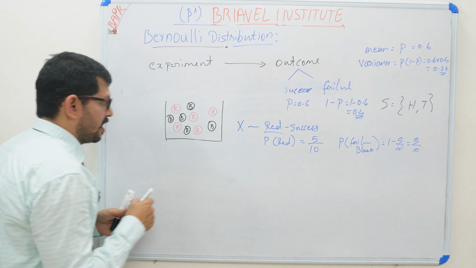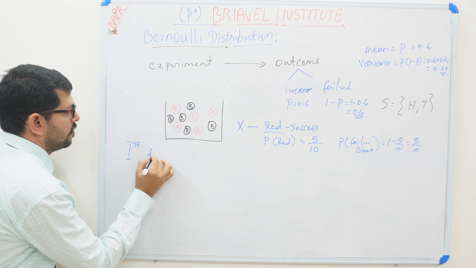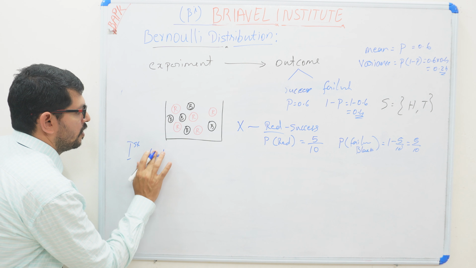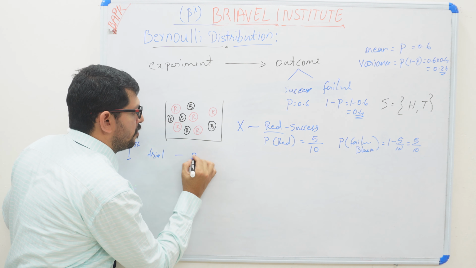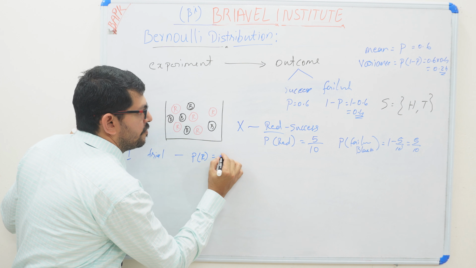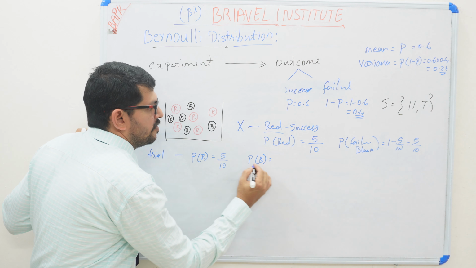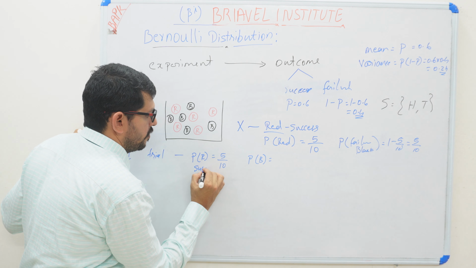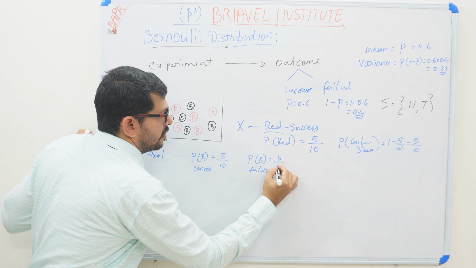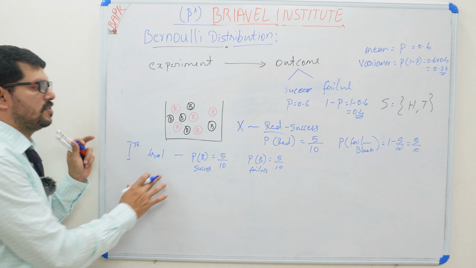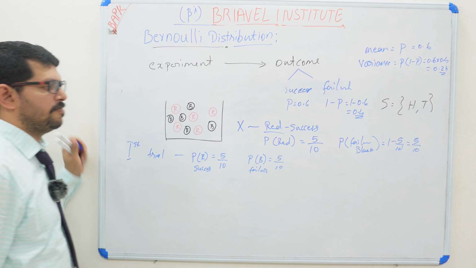In the first trial, what is my probability of red? It is equal to 5 by 10, and the probability of black, which is the failure, is also equal to 5 by 10. This is a success and this is a failure. In the first trial, these are the possibilities. My success will be 5 by 10, my failure will be 5 by 10.